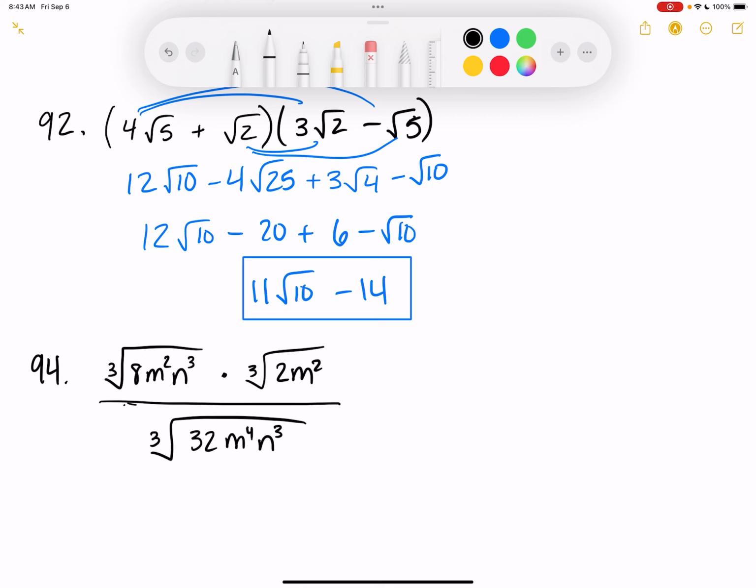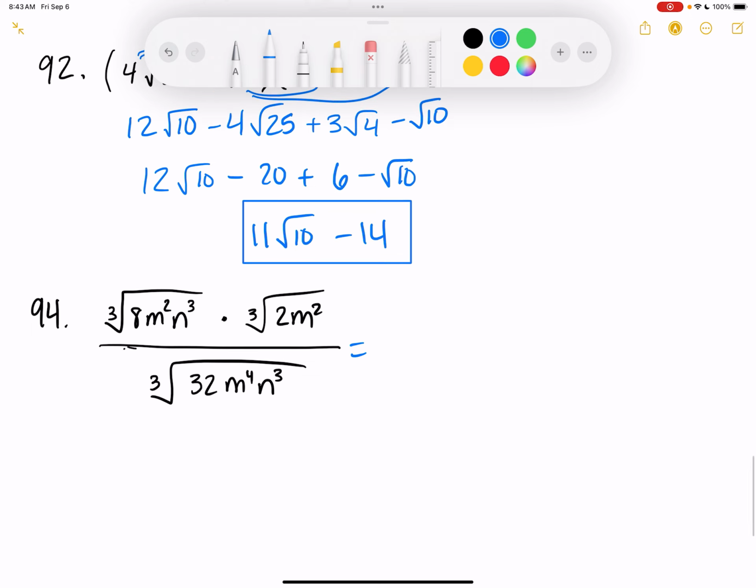Do y'all have a preference of what order we do it? I really don't care. All right, let's multiply first and then take some stuff out, just so I think it'll save us some steps later on if we do it that way. So if I multiply what's in these two radicals, because I can multiply what's inside, I'm going to end up with the cube root of what? 16m to the 4th n cubed. Yep. And then over the cube root of 32m to the fourth n cubed.